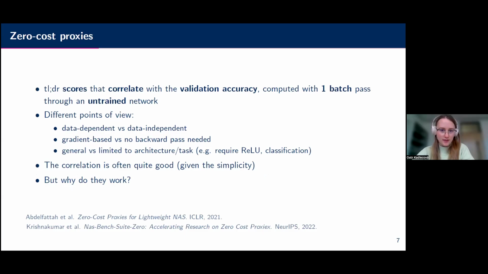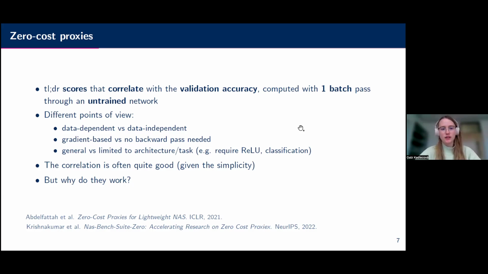Now to zero-cost proxies. Short summary, it's a score that's supposed to correlate with validation accuracy. You need just one batch of data that you pass through an untrained network. And then the differences are if they are data dependent, and by data, we mean input data, like, for example, a batch of CIFAR-10, versus data independent. That doesn't mean that there's no batch passed through the network, but it means that, for example, a batch of ones. So like a matrix of all ones that you pass through the network instead of CIFAR-10 batches.